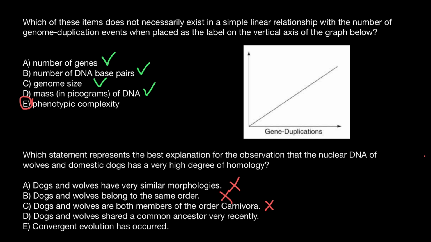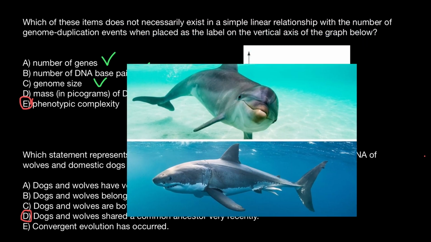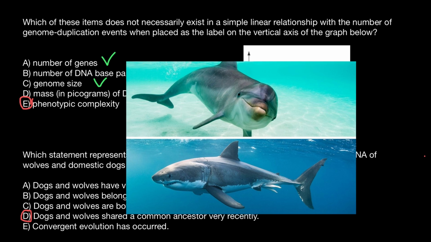And next variant, dogs and wolves shared a common ancestor very recently. And this is going to be our choice. This is the only correct statement here. Let's check the last one. Convergent evolution has occurred. An example of convergent evolution would be when two unrelated species growing in similar environmental conditions develop similar structures. For example, dolphins and sharks look similar, though they are completely unrelated.